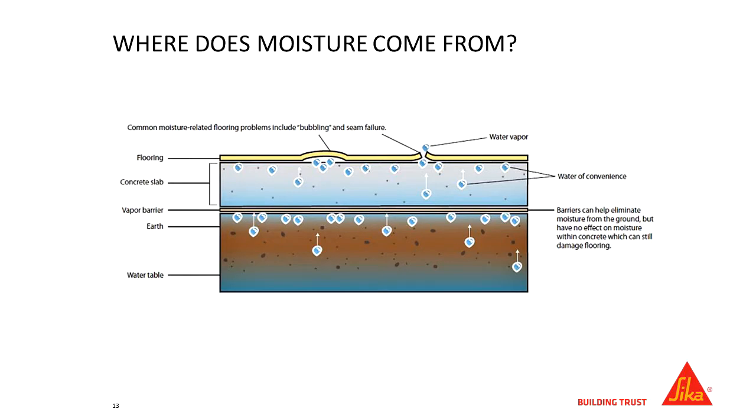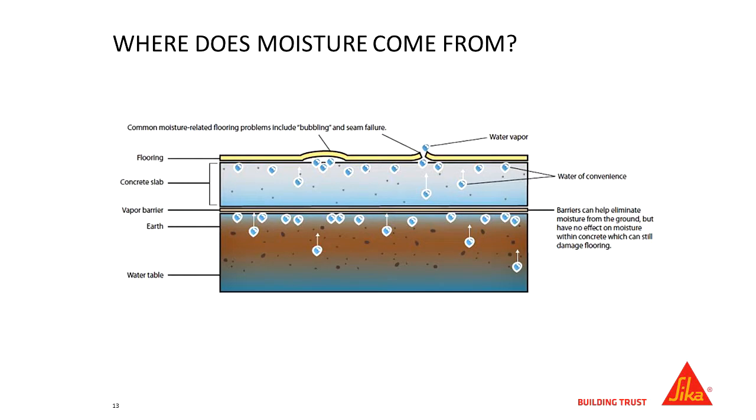So imagine the same thing with a concrete slab over top of a properly installed vapor barrier. The water of convenience can only go up, and sometimes that causes that slab to cure curled. Above that, you see your water of convenience.